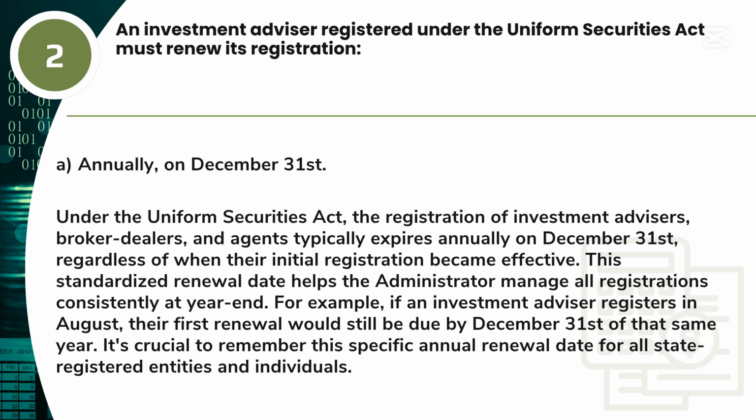Answer: A. Annually, on December 31st. Under the Uniform Securities Act, the registration of investment advisors, broker-dealers, and agents typically expires annually on December 31st, regardless of when their initial registration became effective. This standardized renewal date helps the administrator manage all registrations consistently at year-end.